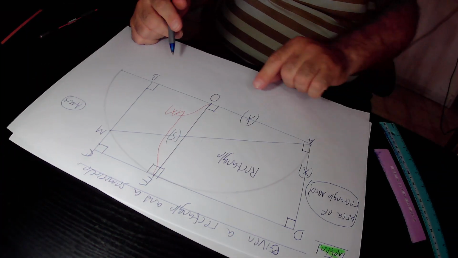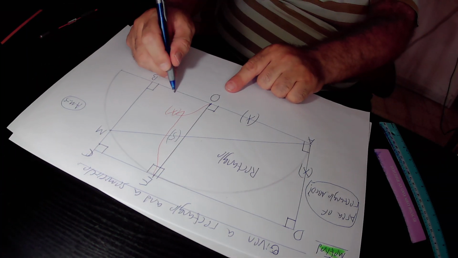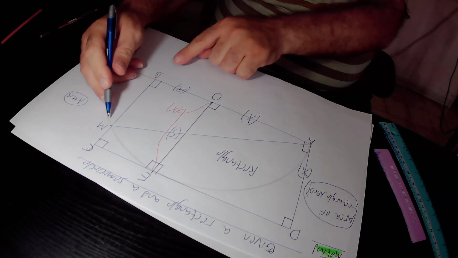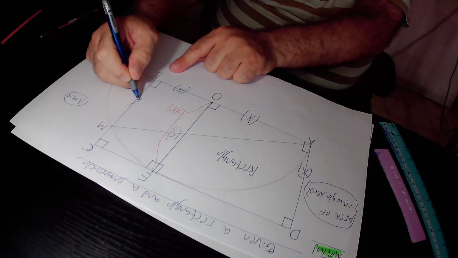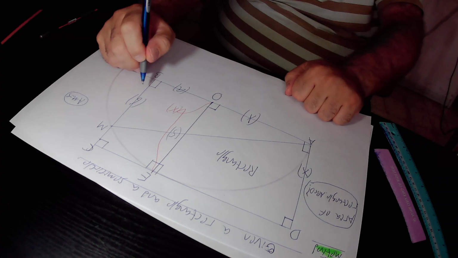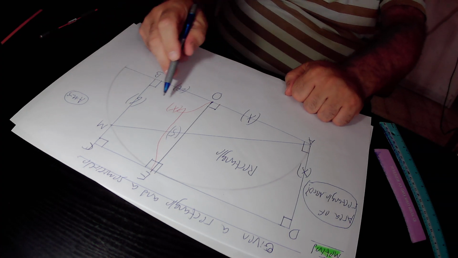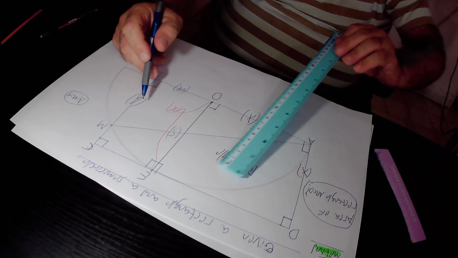In the next step, we define this line segment OB as A, and we define this line segment MB as B. In the next step, we join points O and M together by a straight line.